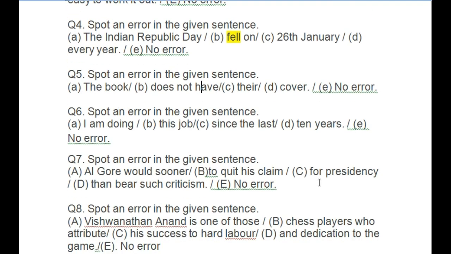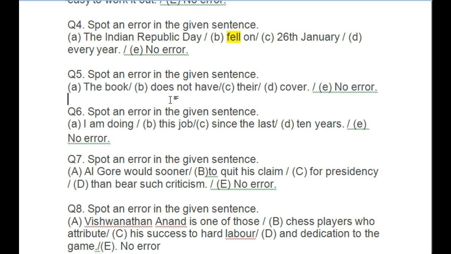Okay. Next is, the book does not have their cover. This is a very easy example. One can easily identify this error. So it is not necessary that in the examination you will face all difficult questions, but they may be a little tricky. They may be easy because the time given to you is very limited. 30 questions, 30 minutes. So you will have a complete package of easy, moderate, and difficult level questions. Correct.